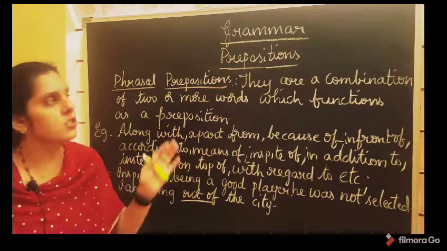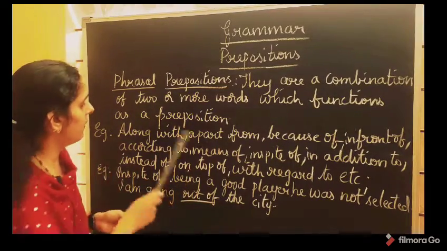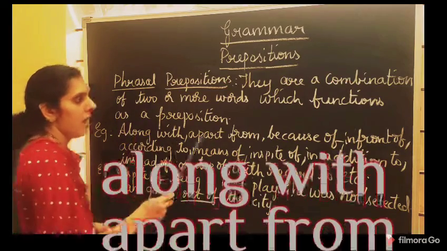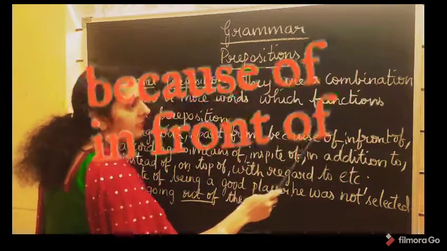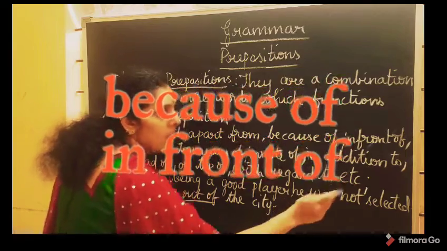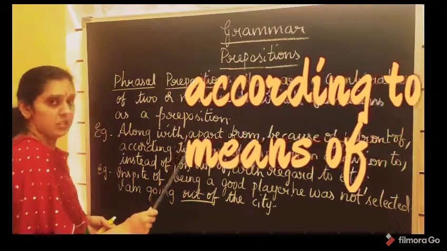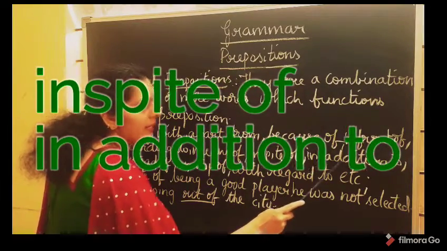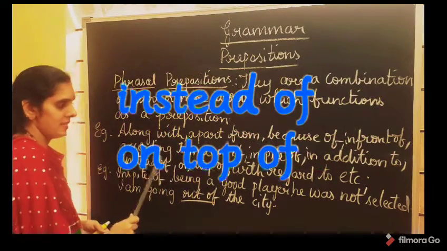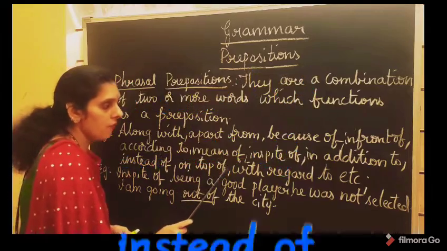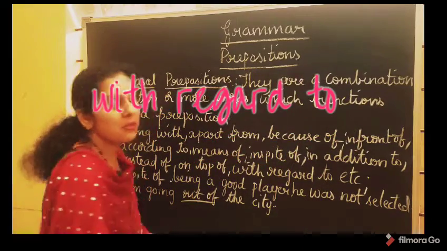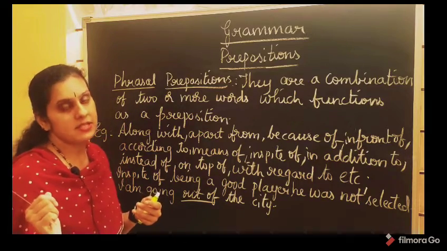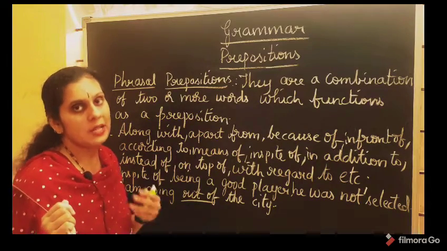Here are some commonly used phrasal prepositions. What are they? Along with, apart from, because of, in front of, according to, by means of, in spite of, in addition to, instead of, on top of, with regard to. So these are commonly used phrasal prepositions.